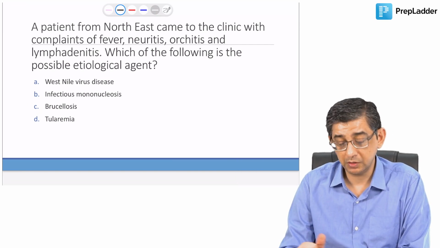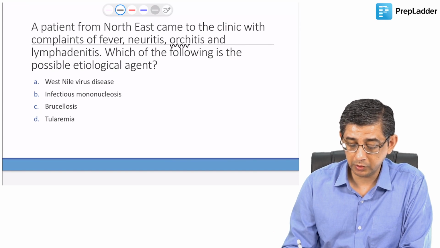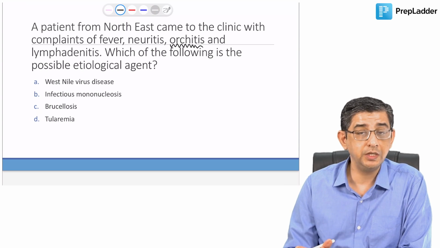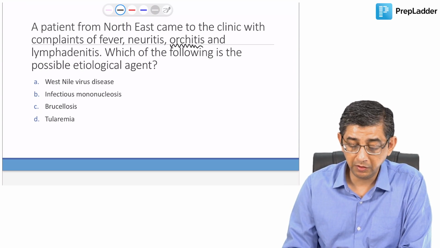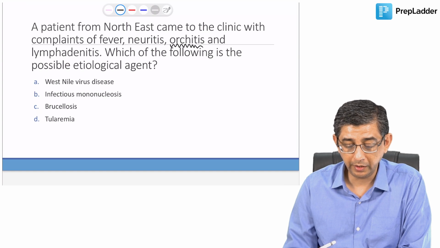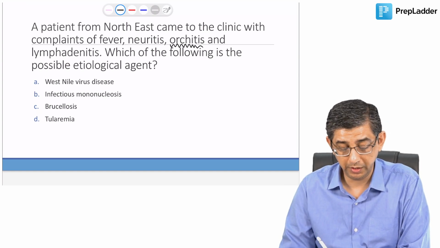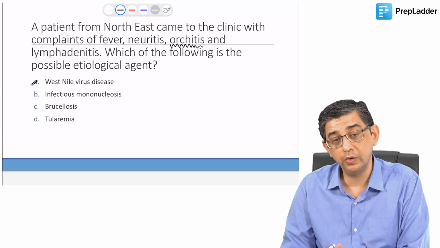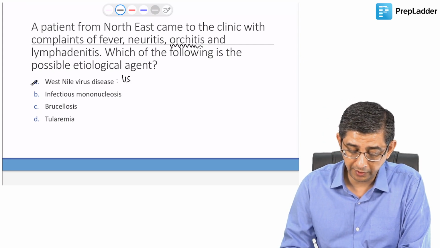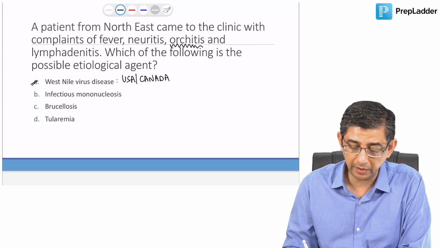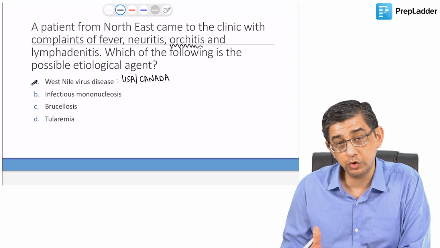In fact, a lot of people just remembered orchitis and were thinking in terms of mumps, but there was no mumps in the options. A person from northeast came to the clinic with complaints of fever, neuritis, orchitis, and lymphadenitis. Which of the following is a possible etiological agent? West Nile virus is mainly found in United States. West Nile virus is found obviously in Africa and then even in Canada. So foreign travel history should always be given.